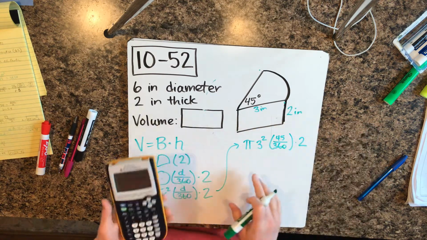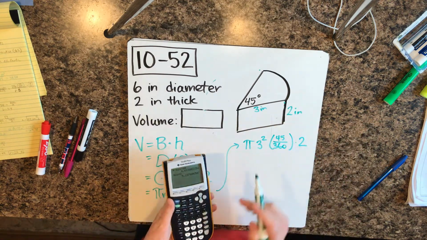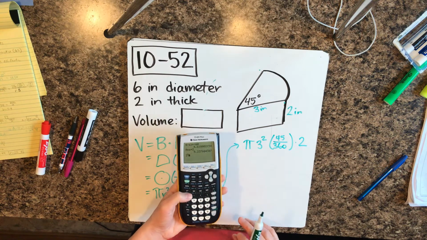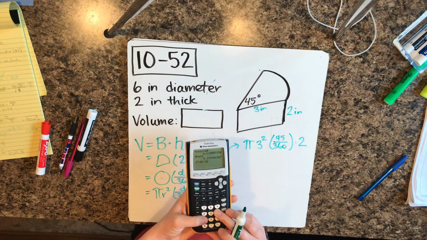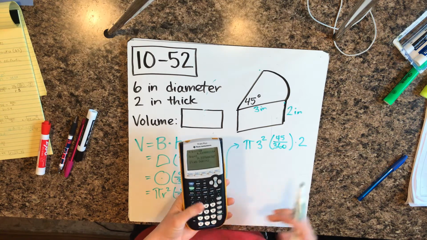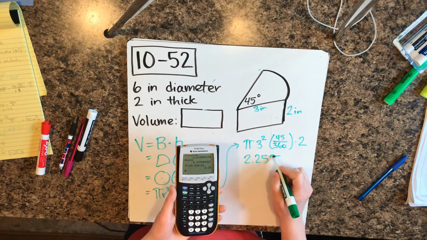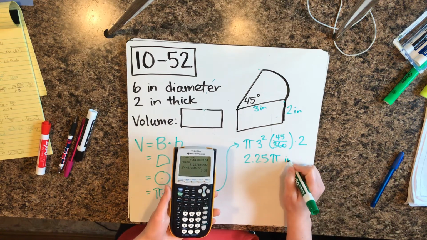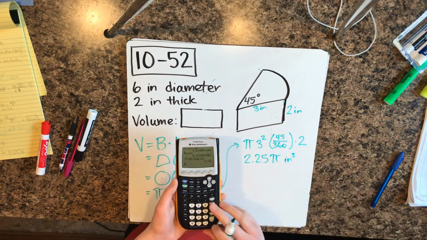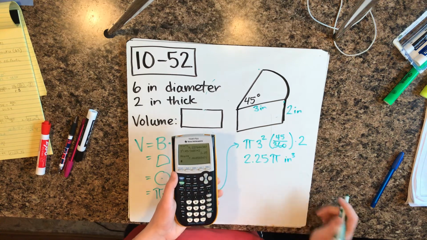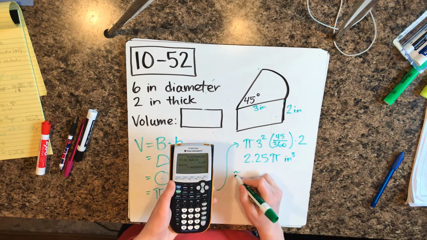Now if I want the exact answer, I'm going to put everything into my calculator except for pi. So 3 squared times 45 divided by 360 times 2. And I get 2.25. Now I didn't type in the pi. So 2.25 inches cubed is my exact answer. If I want the approximate answer, I just multiply times pi.